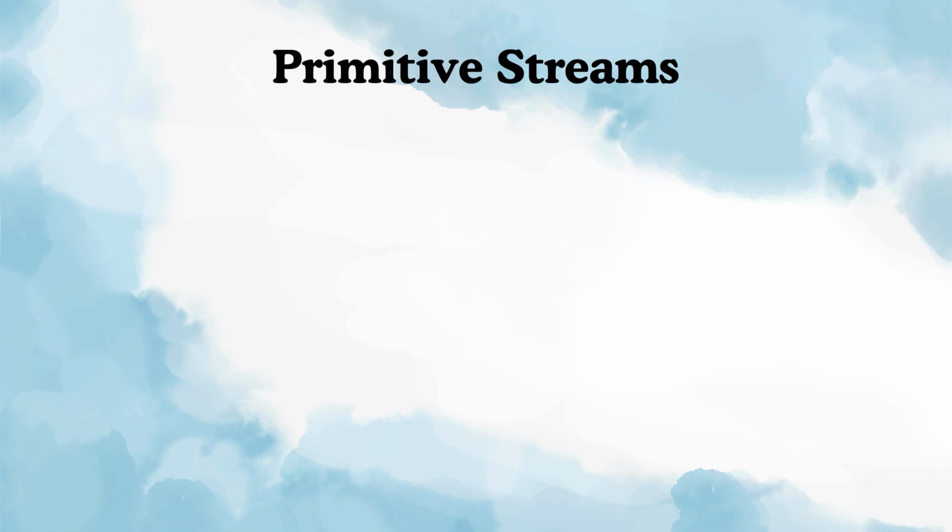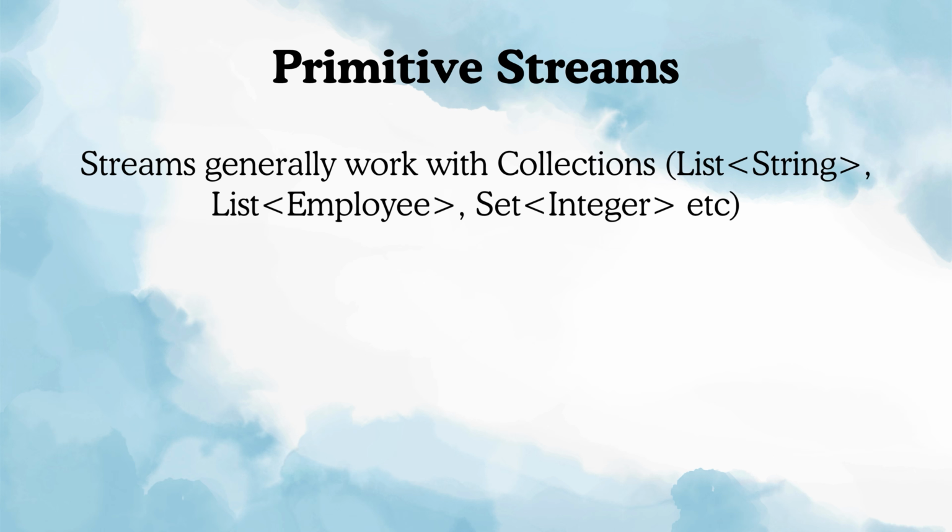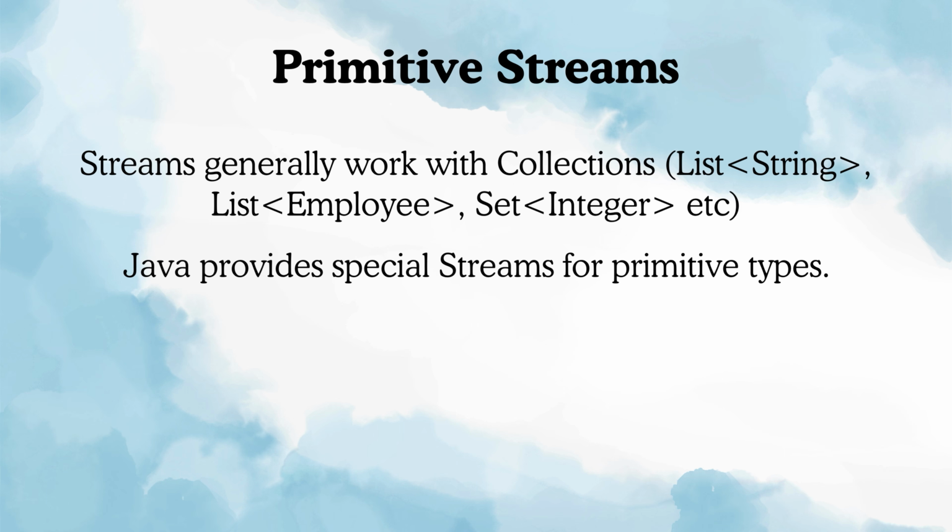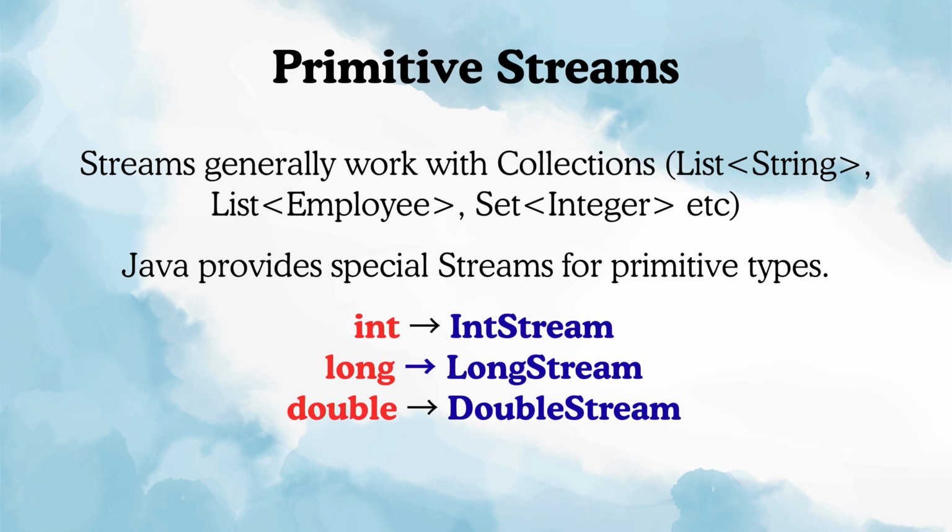Alright, now let's talk about another interesting concept, primitive streams in Java. Normally stream works with collections, but Java also provides special streams for primitive types like int, long and double. These are called IntStream, LongStream and DoubleStream. Alright, let's look at them in practice.